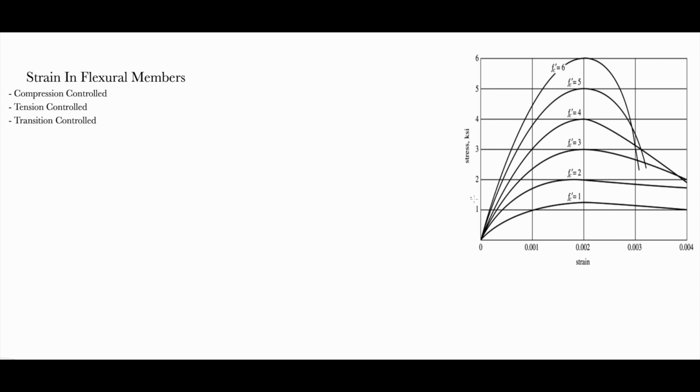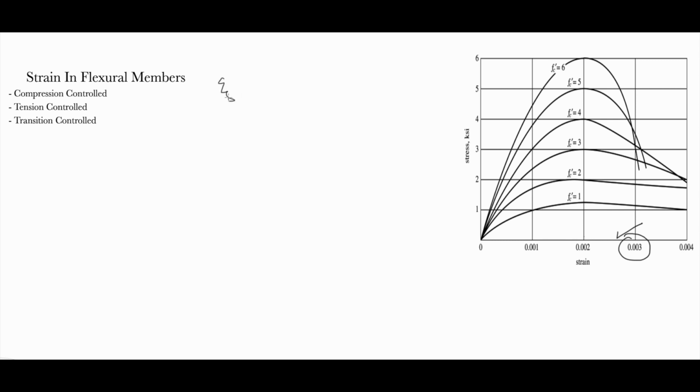We know from this figure, we talked about it in the first session, that the strain in concrete, we are assuming in this course, fails at 0.003. This is the maximum strain of concrete, right? So the strain in concrete is 0.003, but what's the strain of steel?